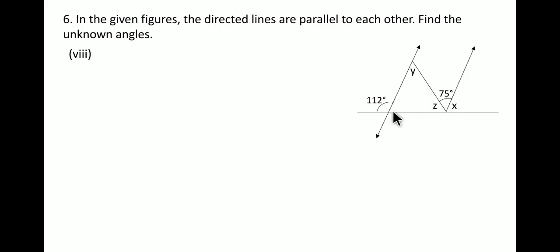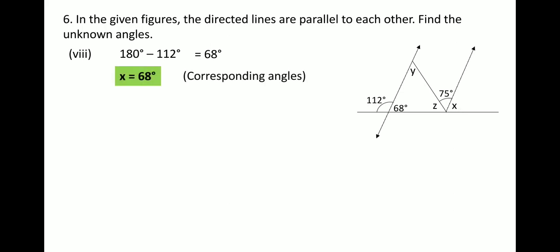So let's start. First of all, this is a straight line and this angle is 112 degree. Therefore, this angle out here will be equal to 180 degree minus 112 degree. So 112, when you subtract it from 180, you will get 68 degree. This means the value of this angle out here is 68 degree. Now, since this is a pair of parallel lines, and this line acts like a transversal, this 68 degree and this X must be equal. So we can say X is equal to 68 degree because they are the corresponding angles.